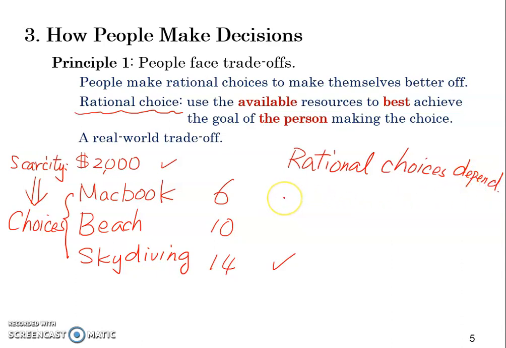Okay, and remember, there's no one size that fits all. Right? Every person is different.